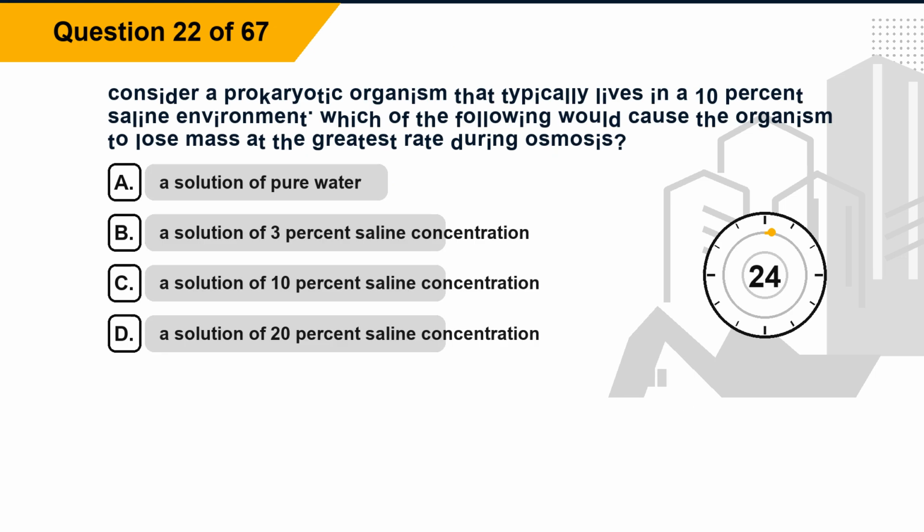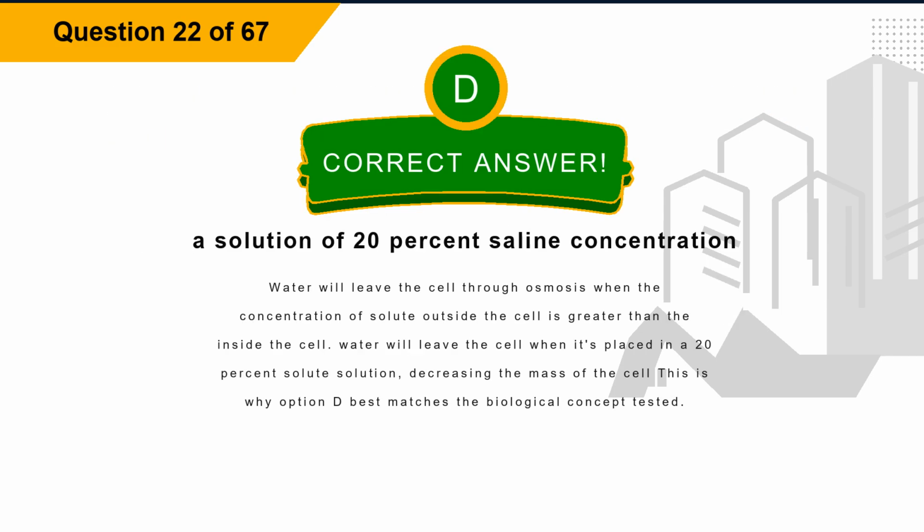Question 22. Consider a prokaryotic organism that typically lives in a 10% saline environment. Which of the following would cause the organism to lose mass at the greatest rate during osmosis? Option A, a solution of pure water. Option B, a solution of 3% saline concentration. Option C, a solution of 10% saline concentration. Option D, a solution of 20% saline concentration. The correct answer is option D, a solution of 20% saline concentration. Explanation: Water will leave the cell through osmosis when the concentration of solute outside the cell is greater than inside the cell. Water will leave the cell when it's placed in a 20% solute solution, decreasing the mass of the cell. This is why option D best matches the biological concept tested.